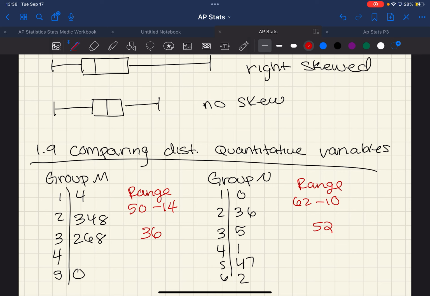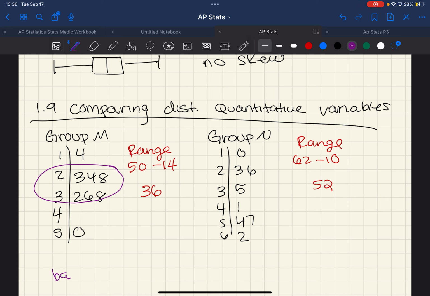We can also look at the distribution of data within each group to see if there's any patterns. If we look at group M, we notice that it has a cluster of values in the 20s and 30s, right here. While group N has a more even distribution of values. This suggests that group M has a higher proportion of animals with similar weight.